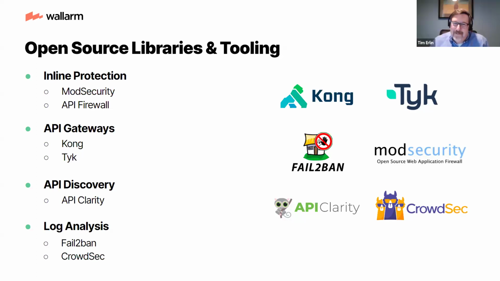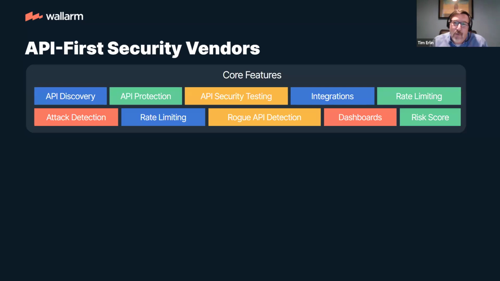Yeah. And I think the limitations that you see in the existing tool sets and the open source tools that are available, they're what have led to a market for what you could call API first security vendors like Wallarm, right? So tools that are specifically focused on API security, and there's certainly a set of core features to look for within those tools. API discovery, threat protection, testing, integrations, et cetera, are that core set of capabilities.